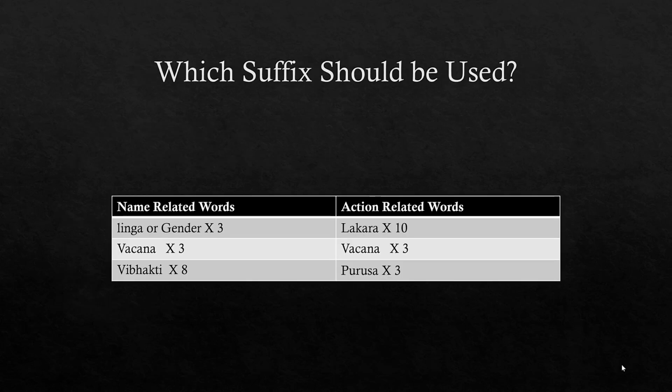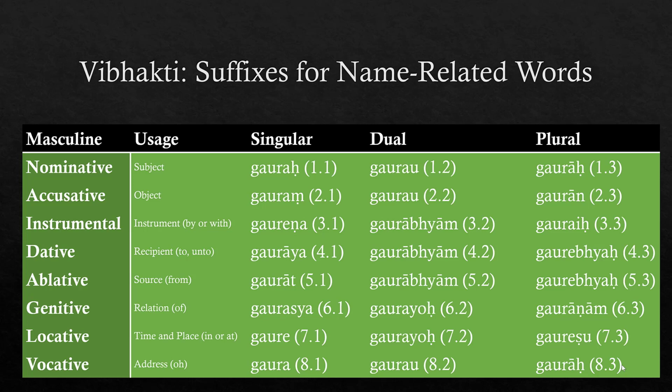As I discussed last time, depending on the kind of suffix used, you have two kinds of words, a name-related word and an action-related word. Now, if you fix the gender or the lakara, then you have a 3/8 table for a name-related word and a 3/3 table for an action-related word. How does it really look? To give you an example, for the root word Gaura, here is a 3/8 table.